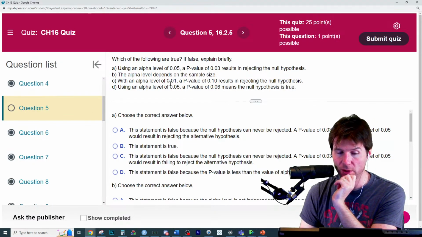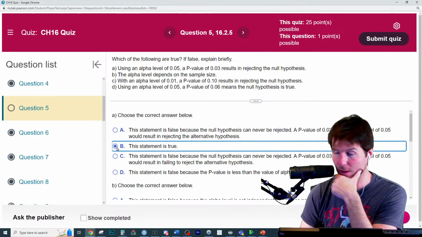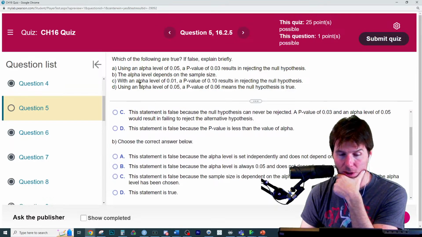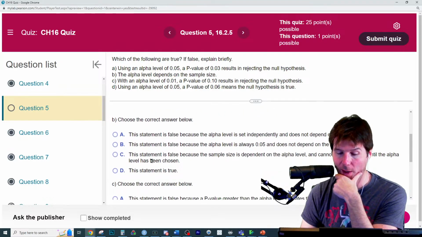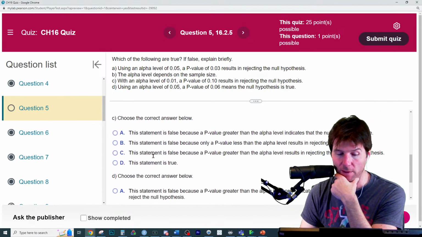Which of the following are true? Using an alpha level of 0.05, a p-value of 0.03 results in rejecting the null. Yeah, that's true. The alpha level depends on the sample size? No, alpha level is set independently. You just pick your alpha level. The researcher picks it.